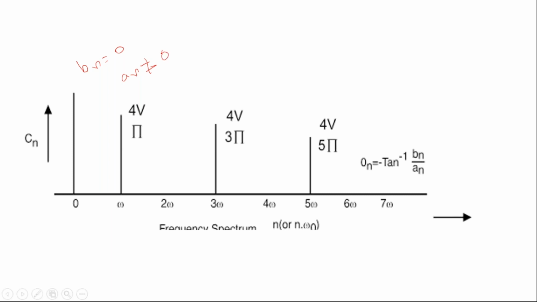But when you take tan inverse 0, what should be the value of tan inverse 0? Please post in the chat box. Since we have the formula tan inverse Bn by An, and Bn is 0 while An is not 0, 0 by anything becomes 0. So tan inverse 0, what is the value? Please post it in the chat box.